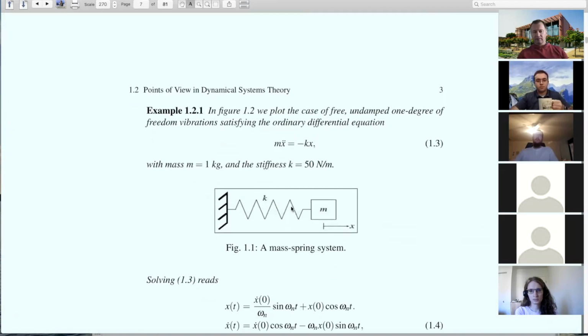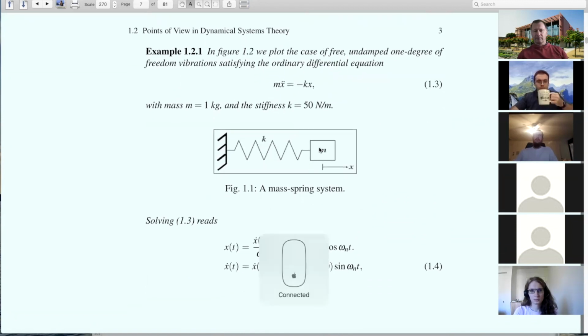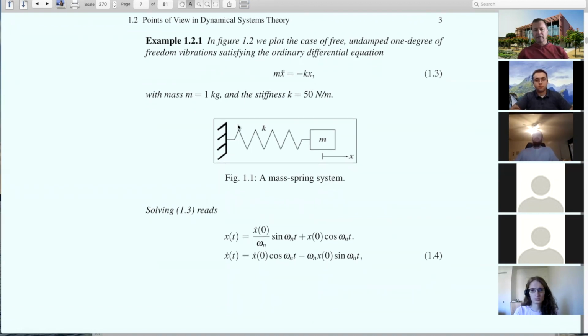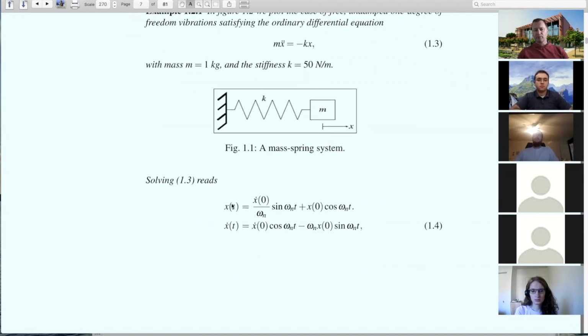All right, so simple example, if you have a mass spring system and you have a free, undamped, 1 degree of freedom vibration system, m x double dot is equal to minus kx. This just means that I have a linear spring that is providing a force that is negative k, which is the stiffness, times x. One can solve this equation explicitly to obtain position as a function of time and initial conditions.